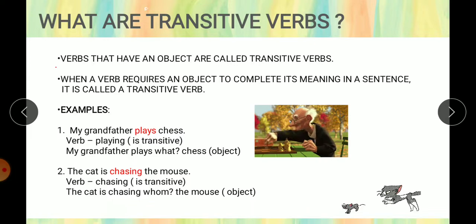So, my grandfather plays chess. Plays is a verb. Now, plays what? Chess. So there is an object. So plays is a transitive verb.